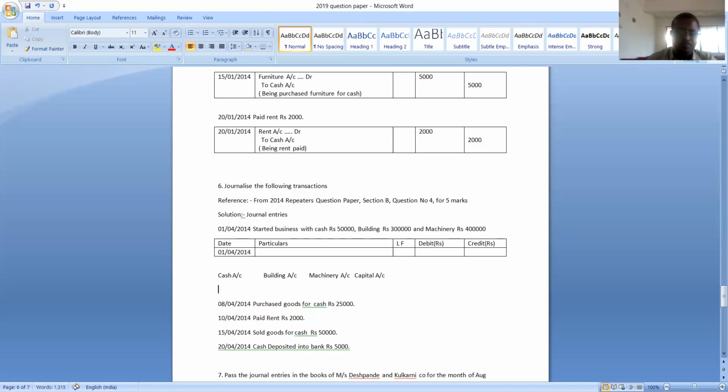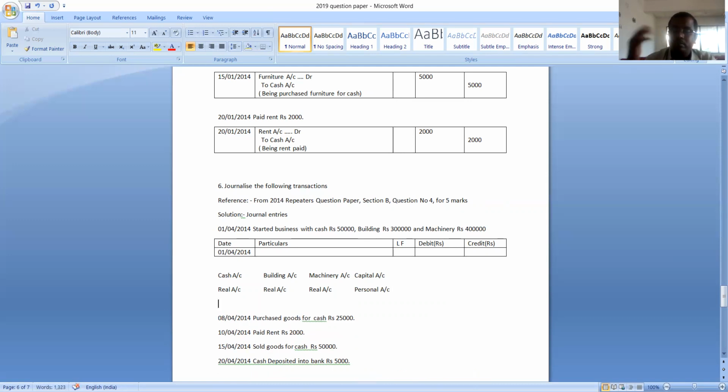Now we should classify these accounts. Cash account is which account? It is real account. Building account is which account? It is also real account. Machinery account is which account? It is also real account. Capital account is which account? It is personal account.